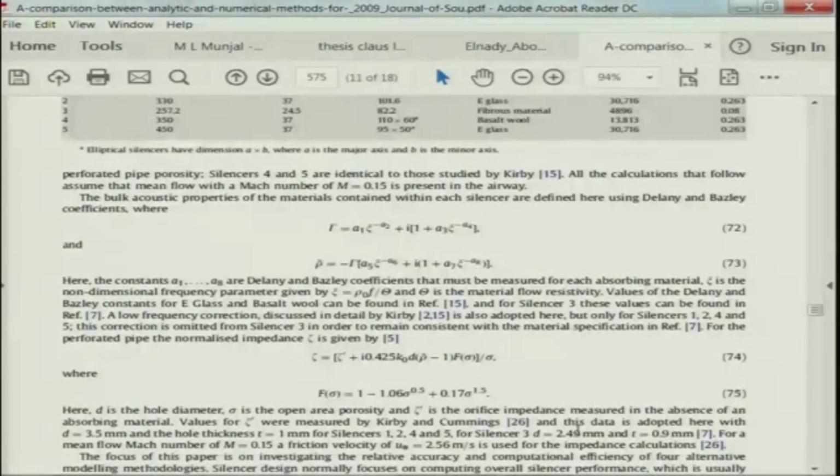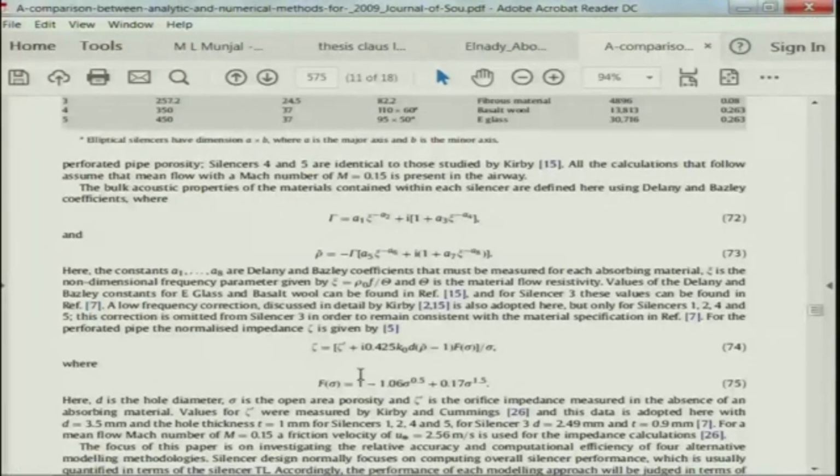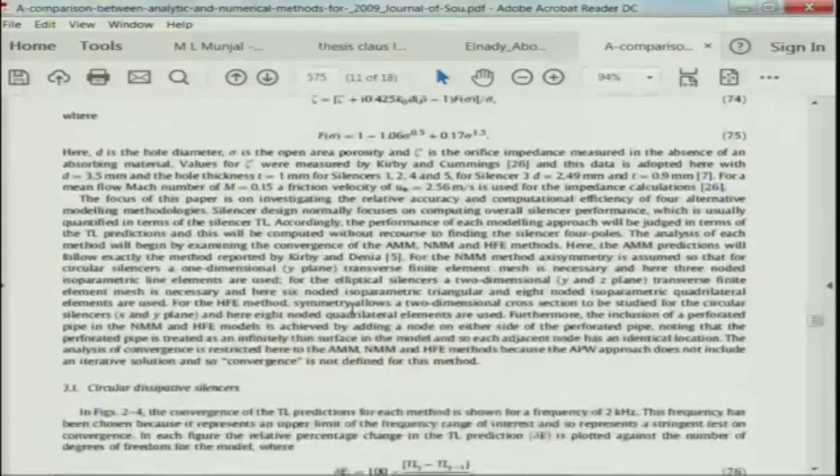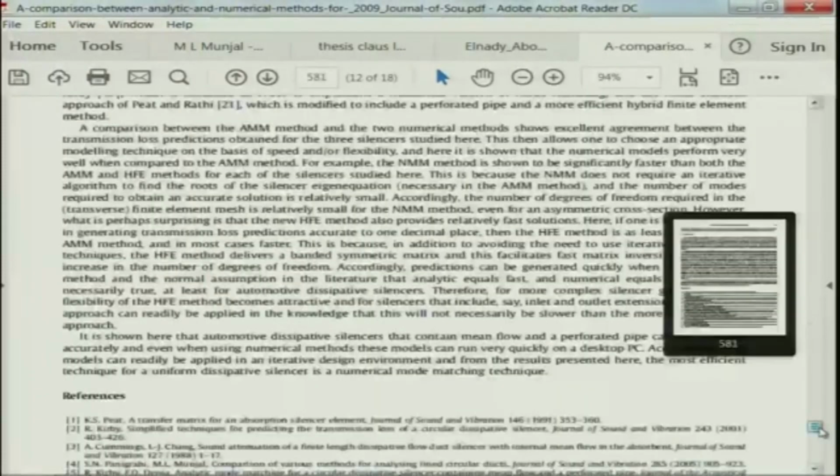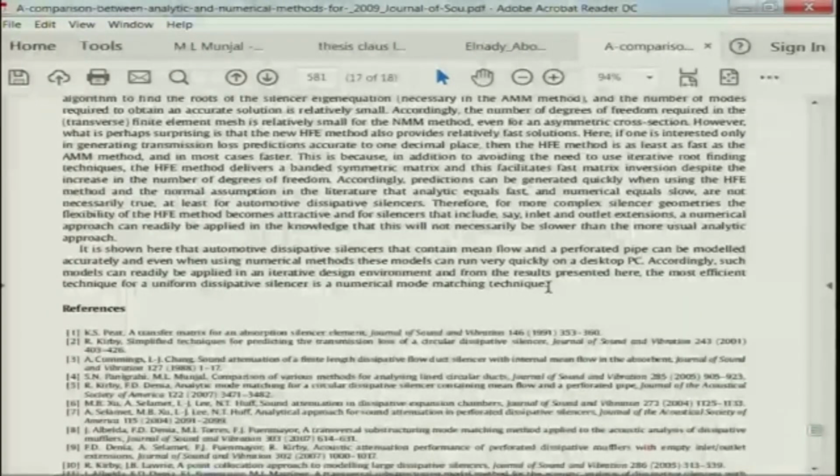Zeta dash is the orifice impedance measured in the absence of an absorbent material, and values of zeta dash were measured by Kirby and Cummins. There are a number of such cases where one uses the proper material, and all the constants we see here are specific to a particular material. Based on the type of muffler configuration one is analyzing, a suitable perforate impedance can be found and used.